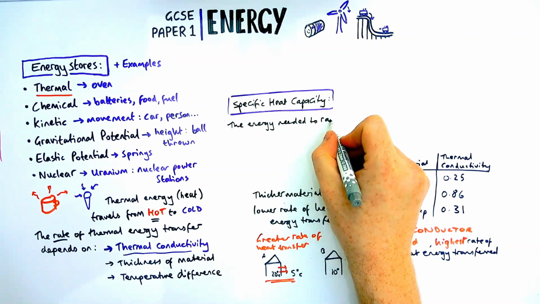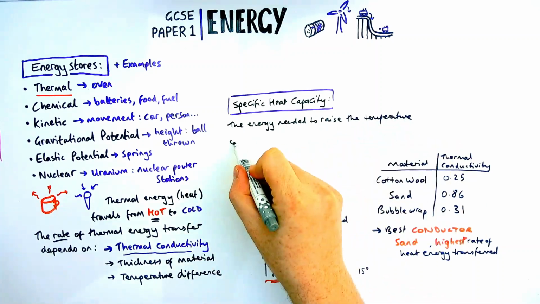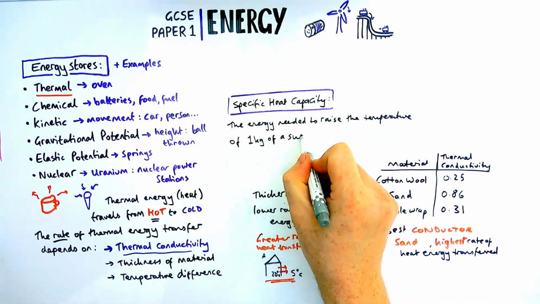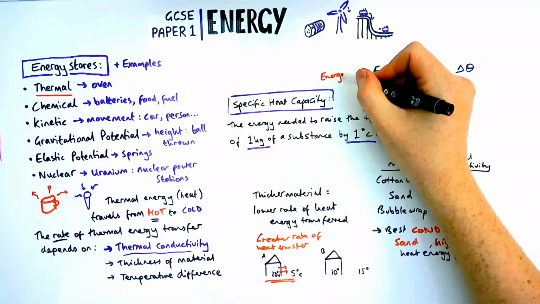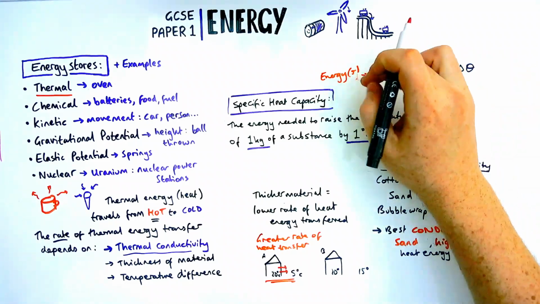The last thing for this topic is specific heat capacity. This is defined as the energy needed to raise the temperature of 1 kilogram of a substance by 1 degree. It's got an equation on your equation sheet. Energy is in joules, mass is in kilograms.